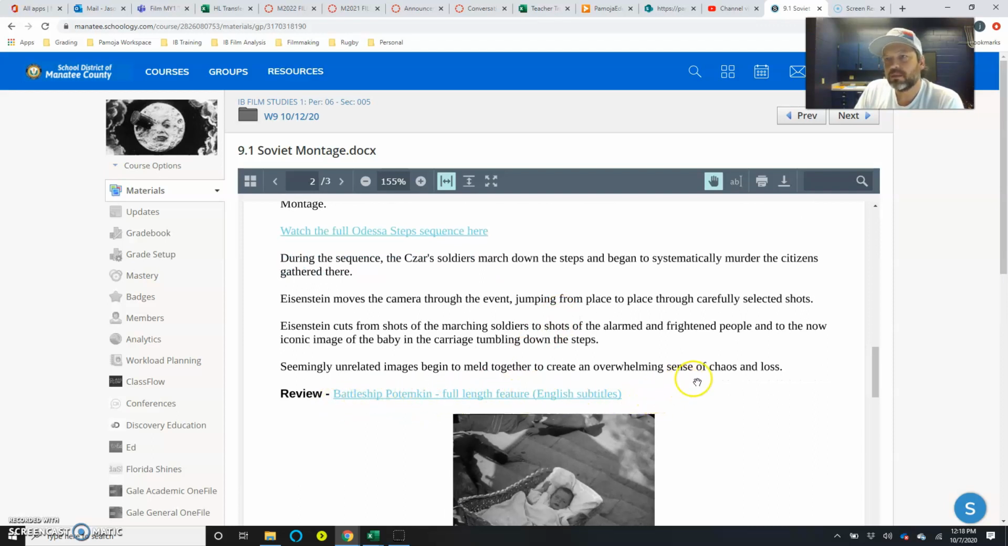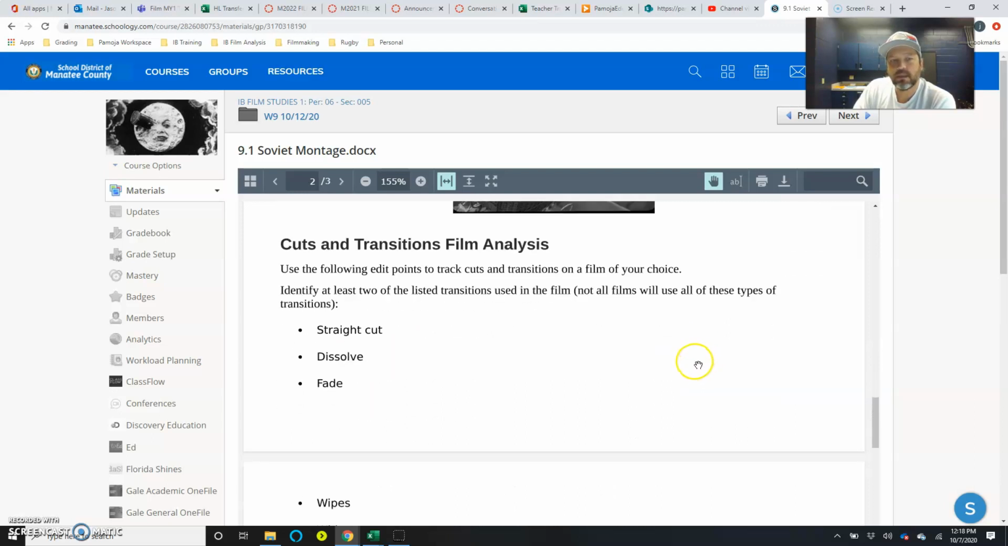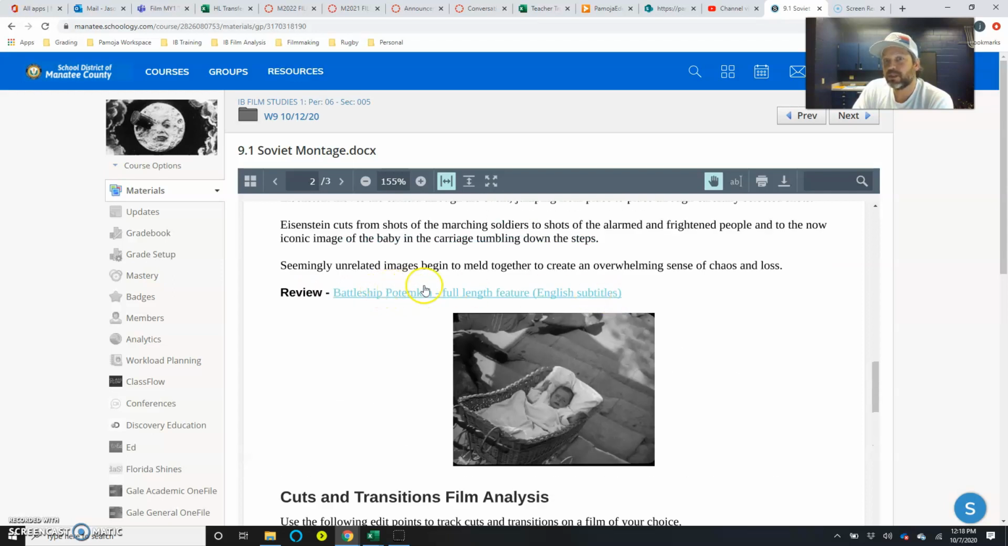Watch the film if you have time. The film itself is under 2 hours, and it will help you contextualize. You could actually use that film for the assignment that you have to do, which is a cuts and transition film analysis. You get to choose the film. However, if you want to choose Battleship Potemkin, you absolutely can. You don't have to, but you can.